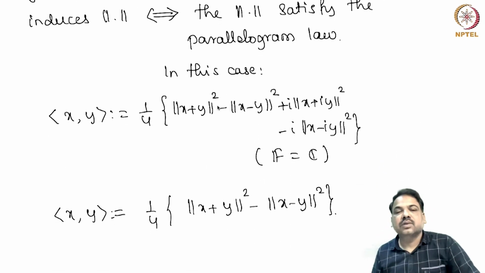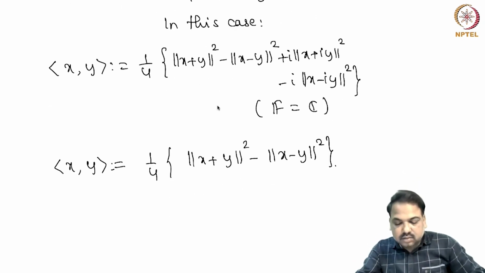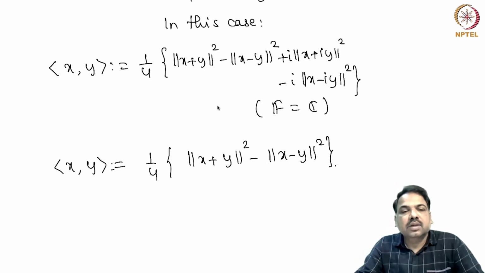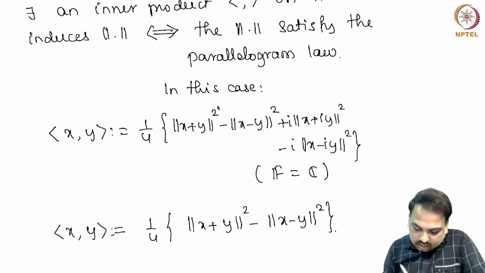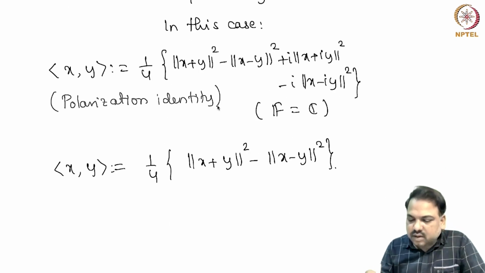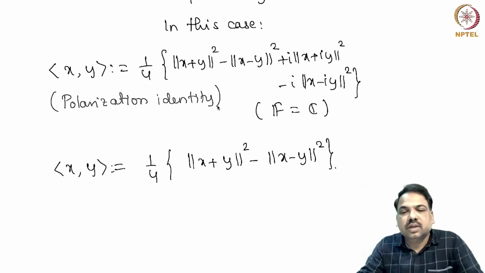So when the norm satisfies the parallelogram law, then there exists an inner product which induces the norm, and the inner product is given by the polarization identity. This is a very useful identity, and this parallelogram law is also very important, that we will be discussing at a later stage.